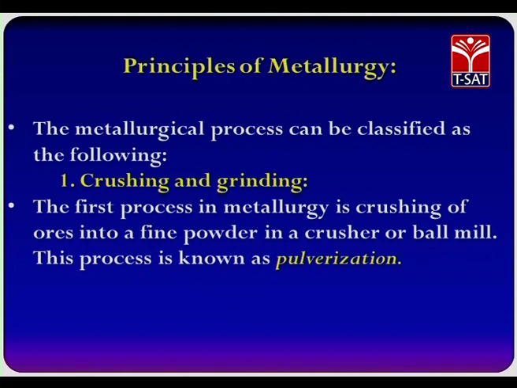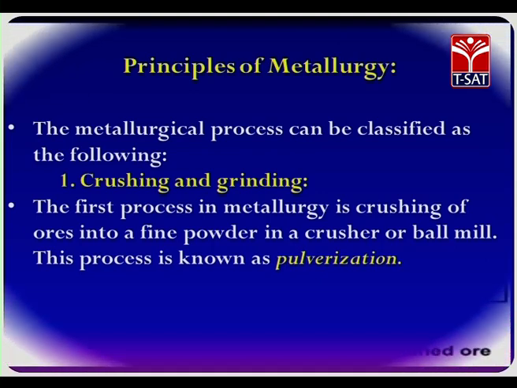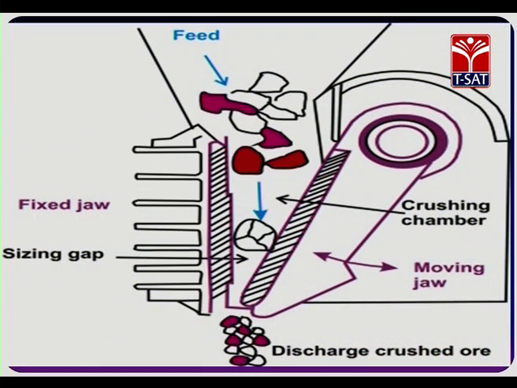So, in the principles of metallurgy, the metallurgical process can be classified as crushing and grinding. The first process in metallurgy is crushing of ores into fine powder. As the ore is obtained in the form of bigger pieces, we have to crush it into fine powder by using a crusher or a ball mill. This process is known as pulverization.